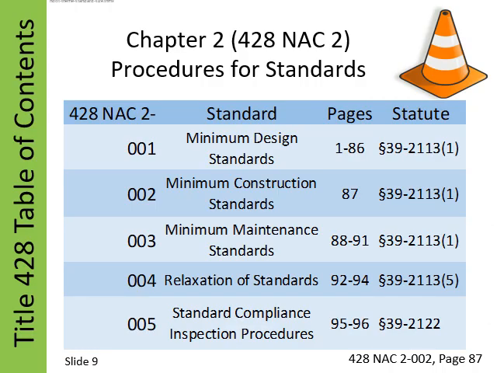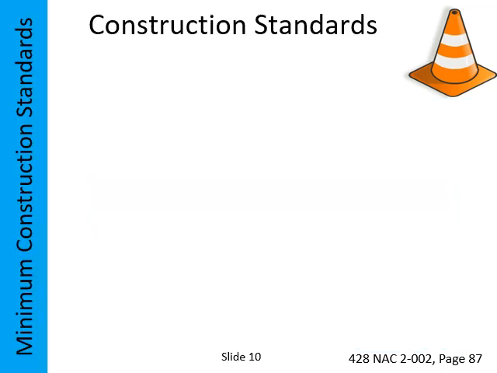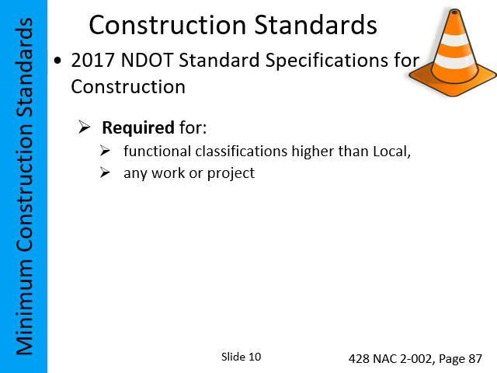The next screen provides information on Nebraska's minimum construction standards, which are covered in Section 2 of Chapter 2 on page 87. The Nebraska DOT 2017 Standard Specifications for Construction are required for highways, roads, and streets with functional classifications higher than local, or for any work or project on the National Highway System, or any project that is funded in part or entirely with federal funds, no matter what the functional classification is, and are advisory, that is, non-mandatory, for functional classifications local, scenic recreation local, minimum maintenance, and remote residential.